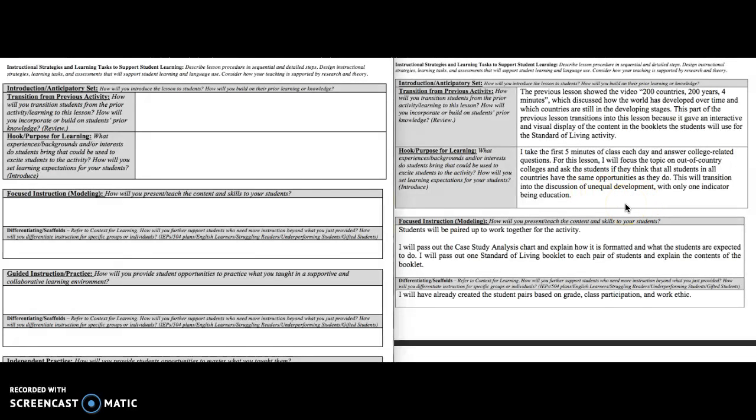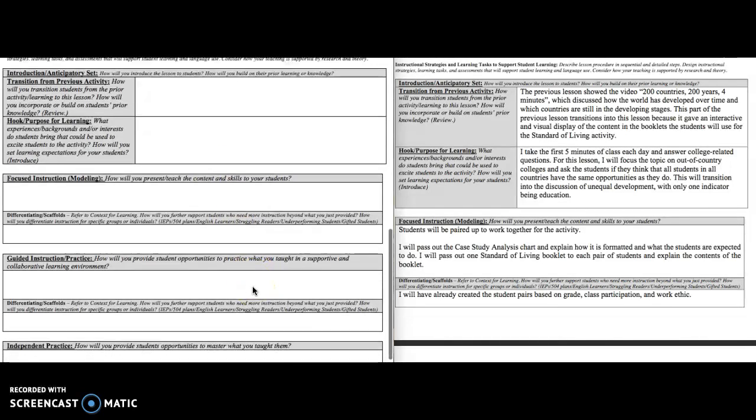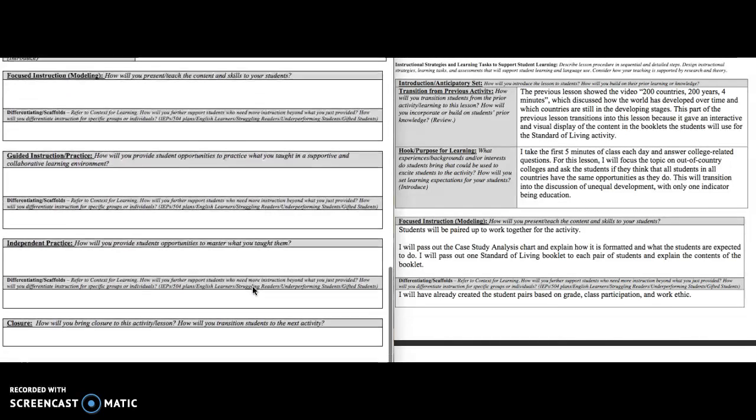So they wrote, I take the first 5 minutes of class each day and answer college-related questions, which I find very helpful and important for students to know about college and stuff if they're interested in any way of attending. For this lesson, I will focus the topic on out-of-country colleges and ask the students if they think that all students in all countries have the same opportunities as they do. This will transition into the discussion of unequal development with only one indicator being education. So I feel like that's a very interesting way to engage students at the beginning of the lesson.